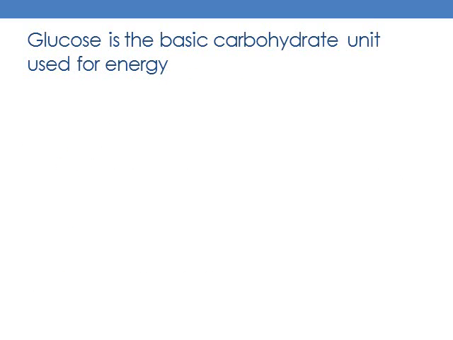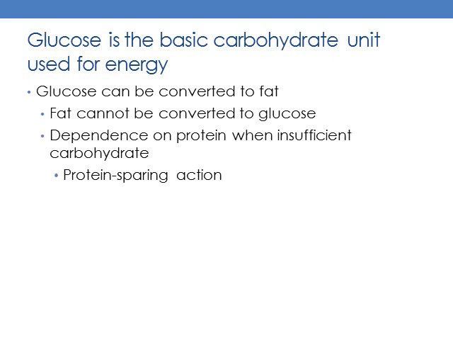As we've already talked, glucose is the basic carbohydrate unit used for energy, and it's the preferred source for all of the tissues and cells in the body. Glucose can be converted to fat, but fat cannot be converted back to glucose. And the dependence on protein when there's insufficient carbohydrate is due to the protein-sparing action. So we've already talked a little bit about how it's a lot of work for the body to use protein for energy. So again, this is why we need carbohydrates.